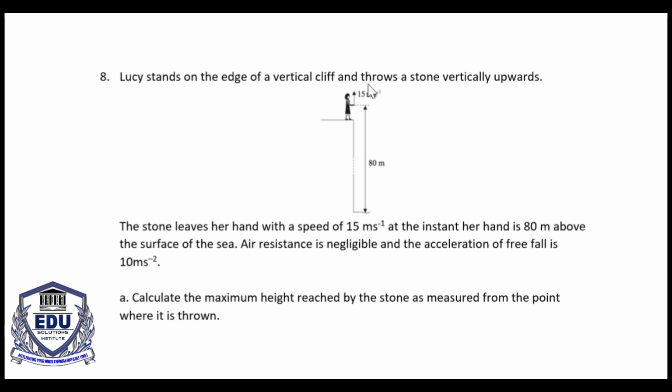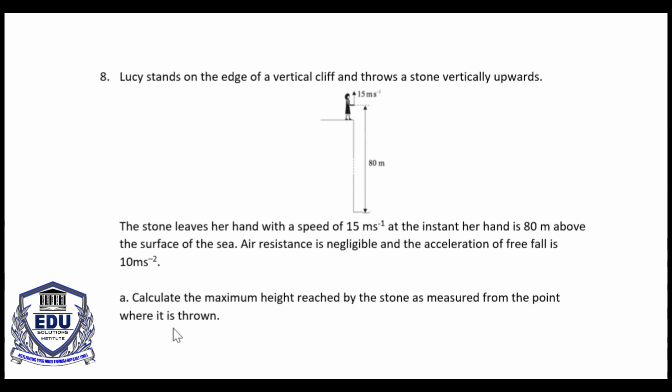Lucy stands on the edge of a vertical cliff and throws a stone vertically upwards. The stone leaves her hand at a speed of 50 meters per second. At an instant, her hand is 80 meters above the surface of the sea. Air resistance is negligible, and the acceleration due to gravity we're going to use as 10 meters per second squared. Calculate the maximum height reached by the stone as measured from the point where it was thrown.